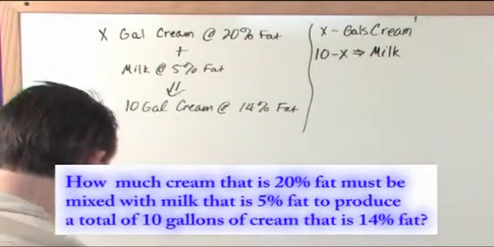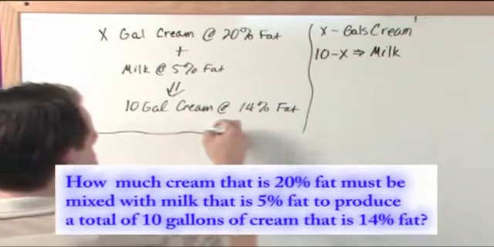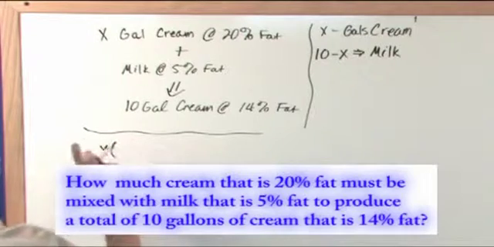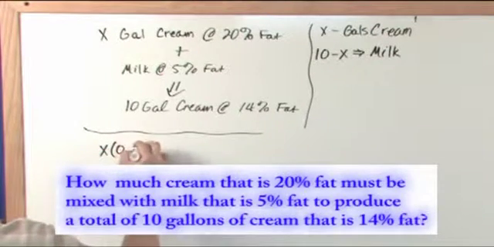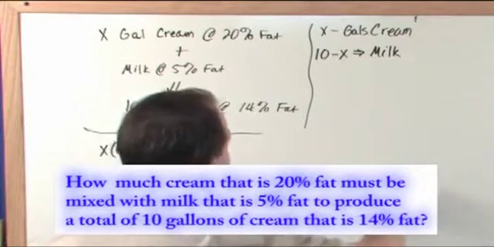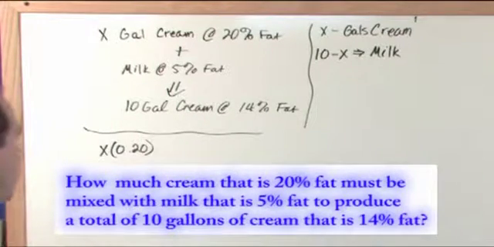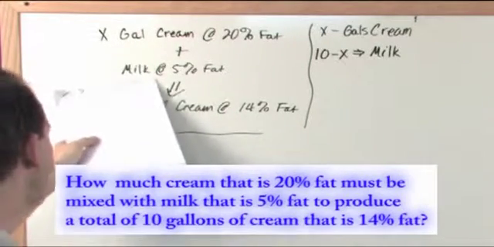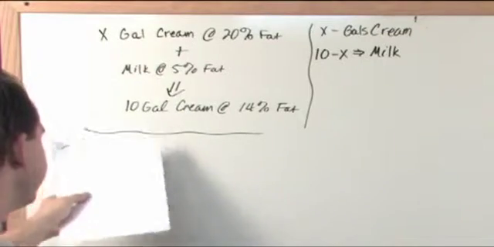So I'm just going to write this down and show you why I think it's true. X amount of cream times 0.2, because I have 20% fat. I'm going to write an equation that talks about how much fat is in the thing overall. Because don't forget, you have some fat in how much cream you use, you add some fat to it with this milk, and then you have some fat in the mixture.